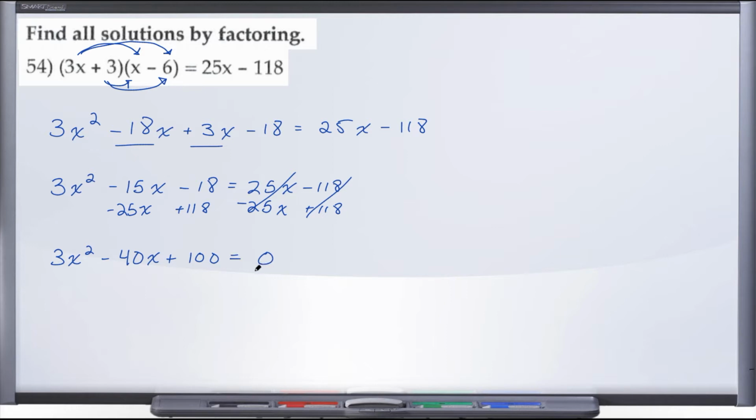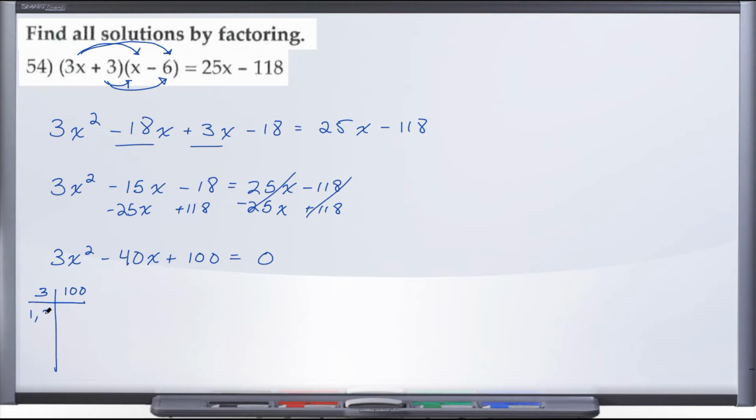So now we can go ahead and proceed and ask ourselves question 1, is there a GCF present? I don't think so. So question number 2, how many terms are there? Well, 1, 2, 3. So we are going to either be using scissors or factor by the AC method or the trial and error method. Let's go ahead and use scissors. So we're looking for factors of 3 because that's the coefficient of our x squared term, and factors of 100 that add to give us negative 40.